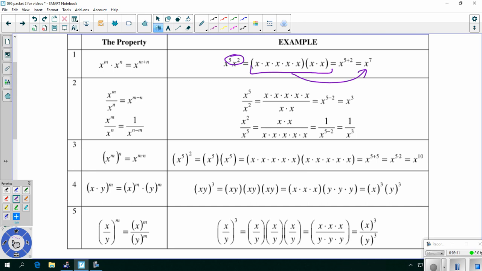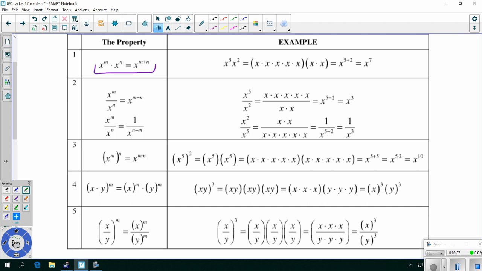And sure, we just add them together. So 5 plus 2 gives us the 7, and that is our property. So make sure that you see that this becoming this is exactly what this property illustrates in general: x to the m times x to the n equals x to the m plus n. So the properties are in this first column, and the example in the right-hand column is supposed to convince us that the property is true.